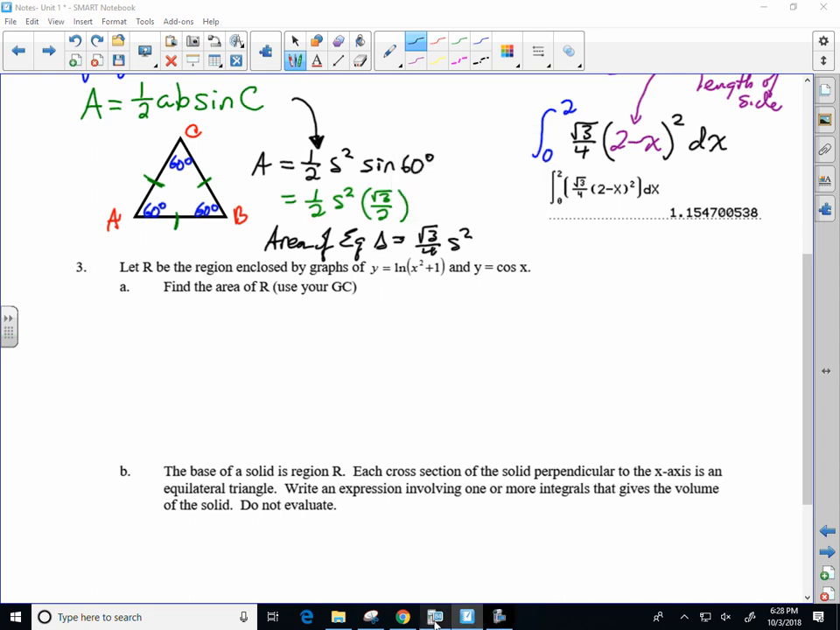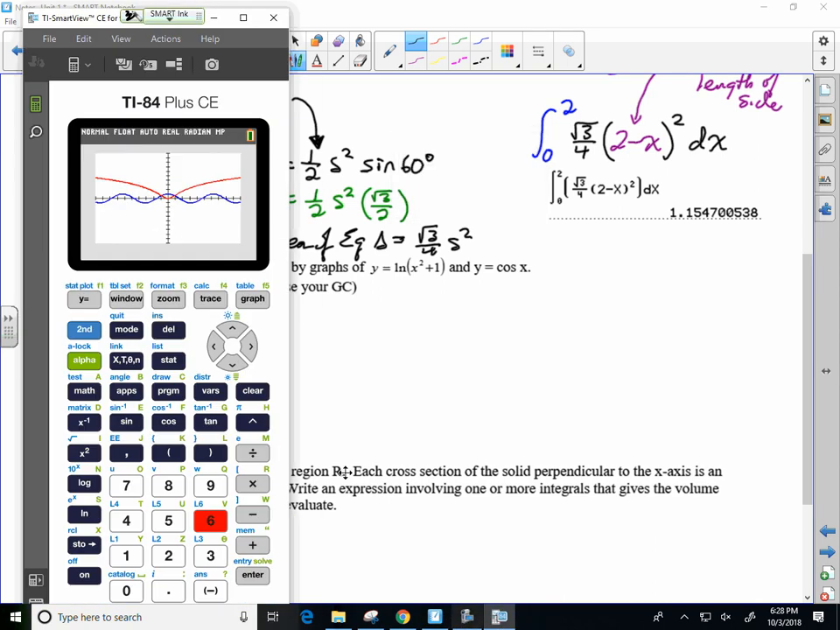No, wrong thing. That's not the calculator. Let me move it over here. All right, so I just need that little bit in there. So what I'm going to do is a zoom box.